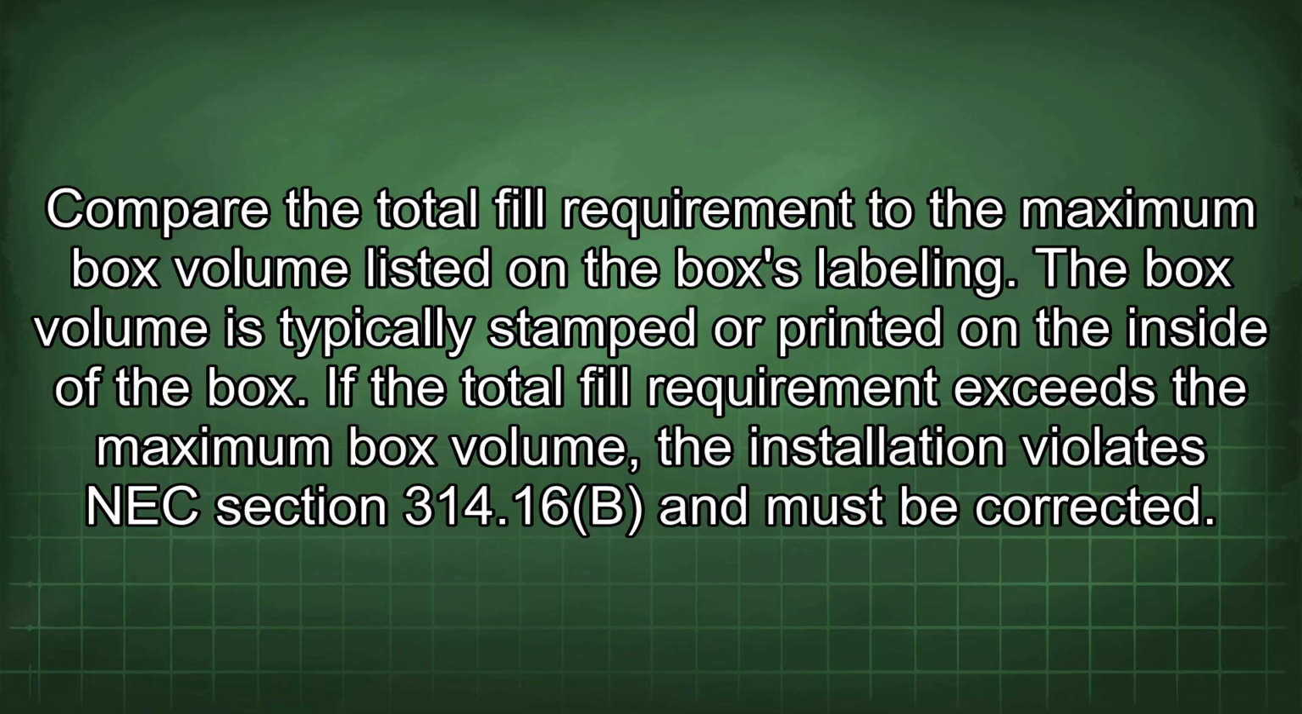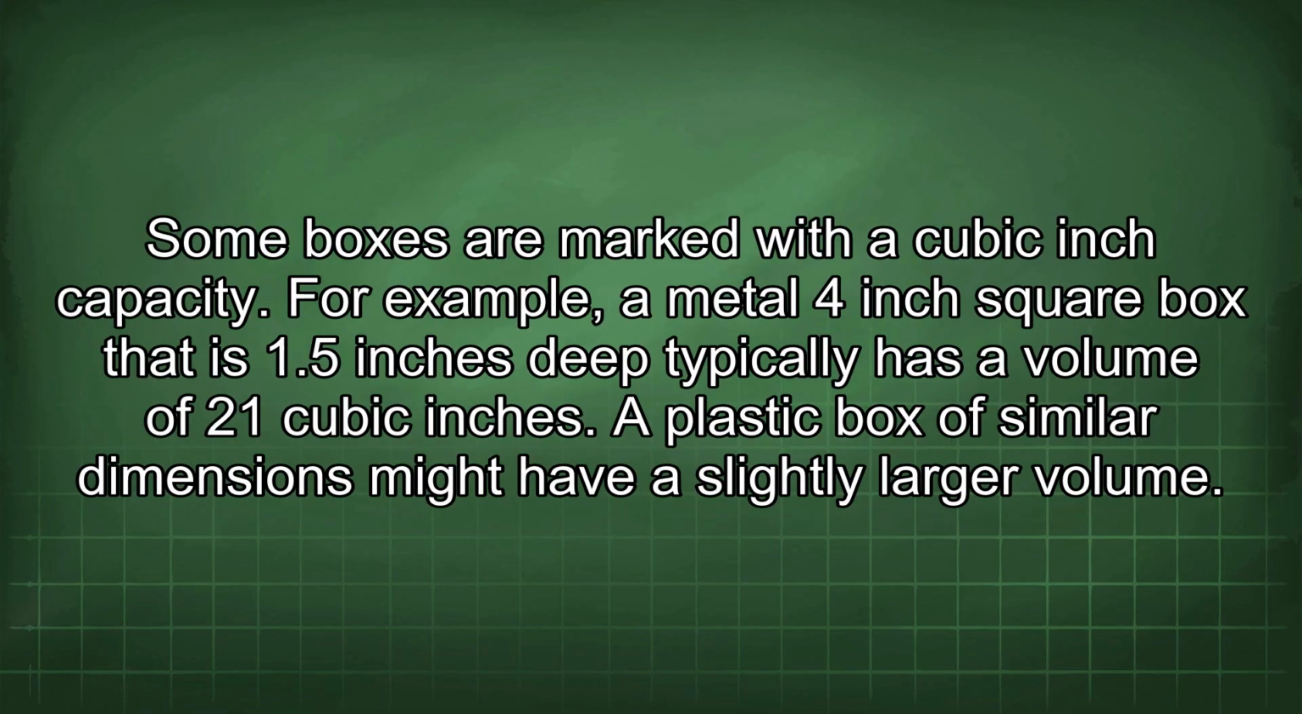If the total fill requirement exceeds the maximum box volume, the installation violates NEC section 314.16(B) and must be corrected. Some boxes are marked with a cubic inch capacity. For example, a metal 4-inch square box that is 1.5 inches deep typically has a volume of 21 cubic inches. A plastic box of similar dimensions might have a slightly larger volume.